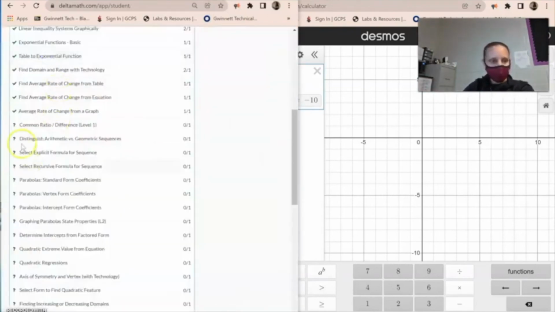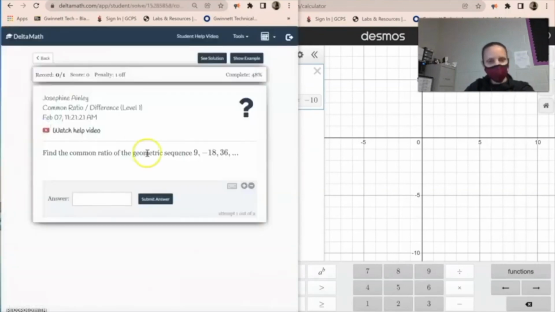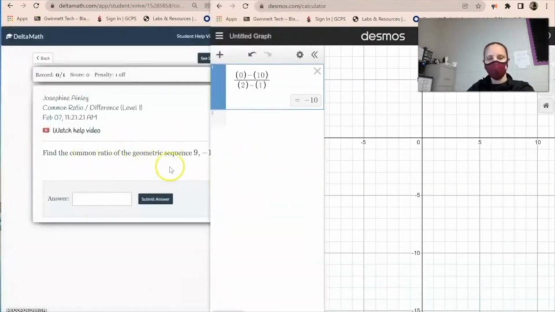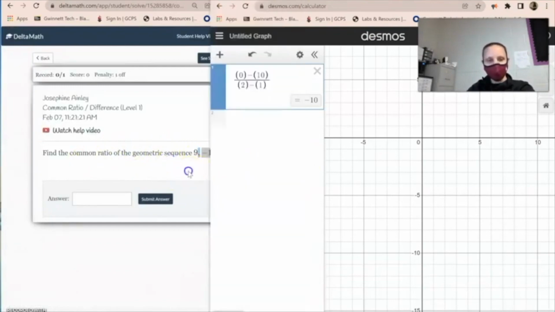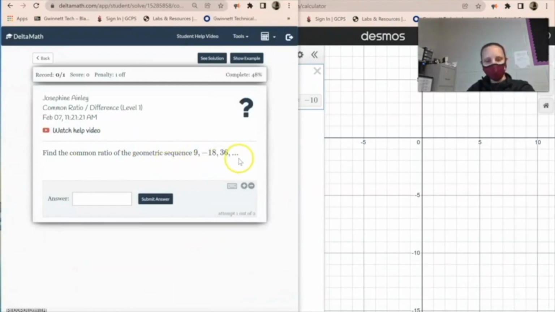All right. Next, common ratio and common difference. This is whether you know something is geometric or arithmetic. Geometric, you're constantly multiplying to get the next number. Arithmetic, you are adding or subtracting to get the next number. And if it's neither, then you're not doing anything. What does it say? Find the common ratio of the sequence. Okay, so I'm finding what number I am multiplying each time.